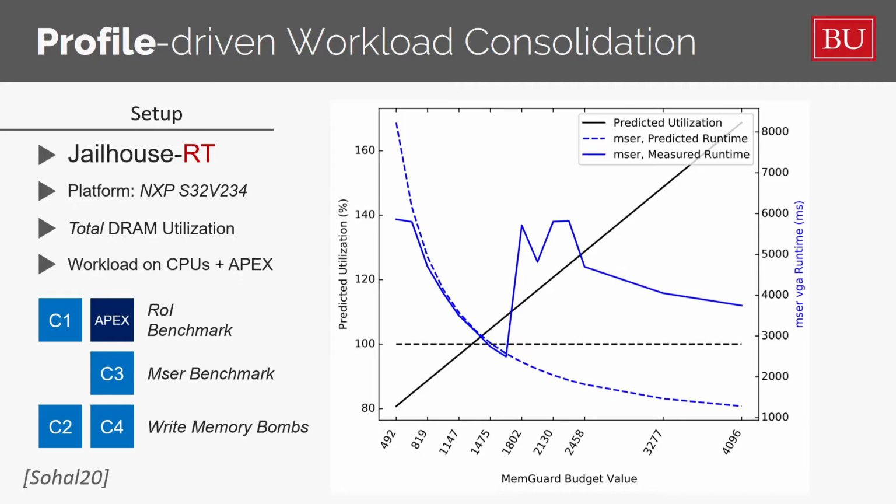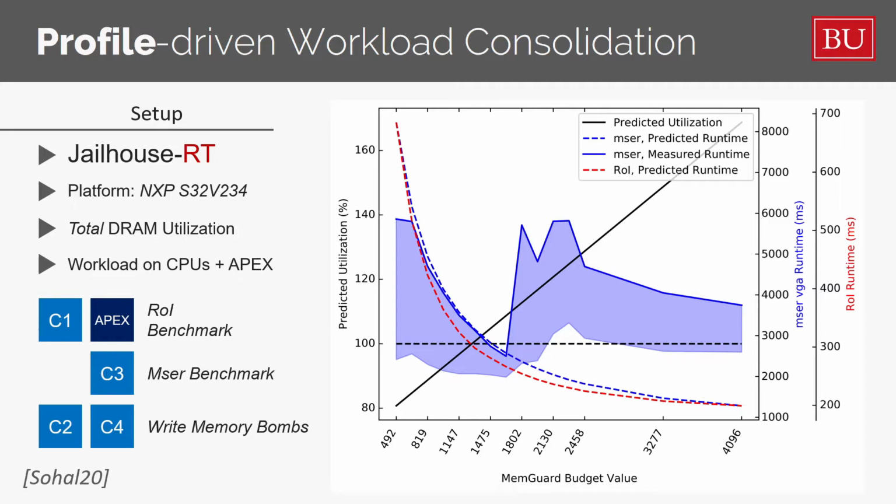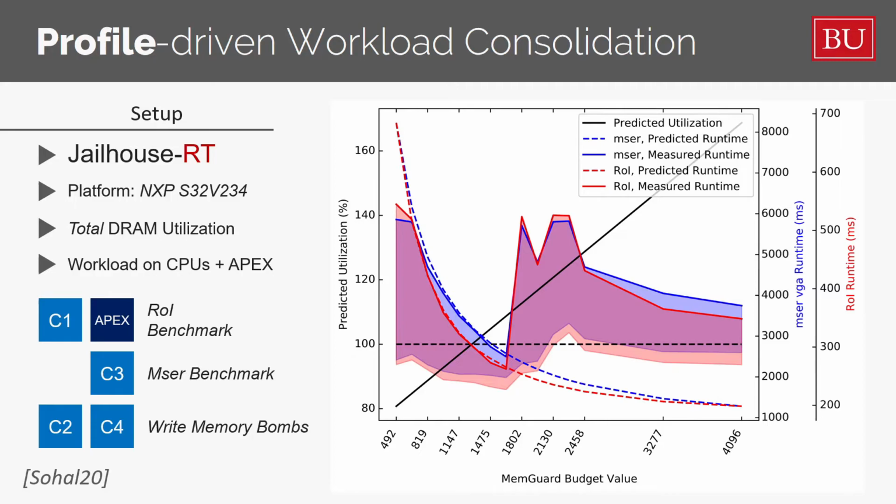It is not only true for the worst case. If we plot here at the bottom the average runtime, and then we show with this area the gap between worst case and average case runtime, we notice that not only the worst case increases, but also the average, and also the unpredictability, which is the gap between worst case and average, also worsens. Okay, so we repeated this measurement also on the ROI benchmark, which is similarly depicted with red line. So the dashed red line is the prediction time, the solid red line is the observed worst case, and then the gap between worst case and average case is depicted with this red area in the figure.